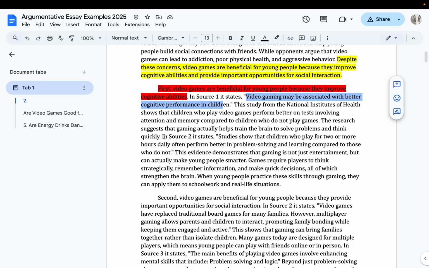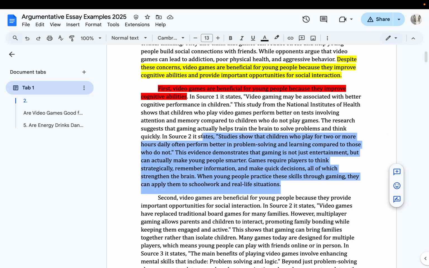Studies show that children who play for 2 or more hours daily often perform better in problem solving and learning compared to those who do not. I think this evidence is awesome, right? This evidence demonstrates that gaming is not just entertainment, but can actually make young people smarter. Games require players to think. This is a great elaboration. Think strategically, remember information, and make quick decisions, all of which strengthen the brain. When young people practice these skills through gaming, they can apply them to schoolwork and real life solutions. This is a great paragraph, this part. The first evidence is not so hot.